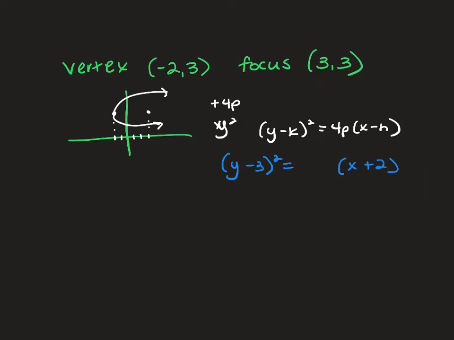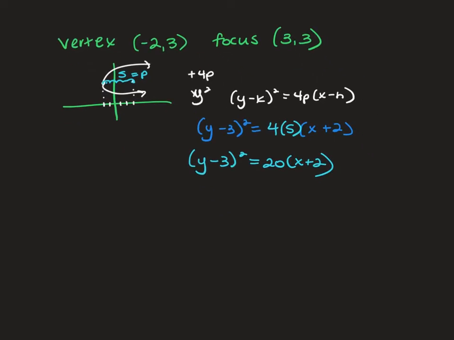And then the other piece of information I would need is to count p's. So if I count from negative 2 to positive 3, my p is 5. So this would be 4 times 5, because that's 4p, and I get y minus 3 squared equals 20 times x plus 2.